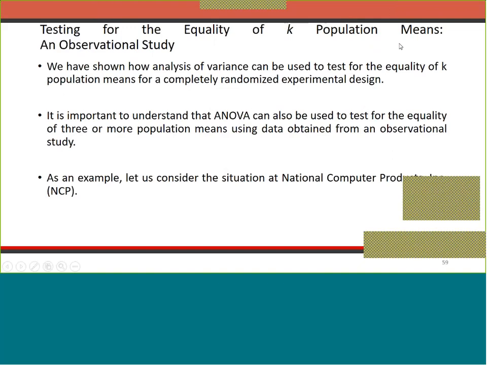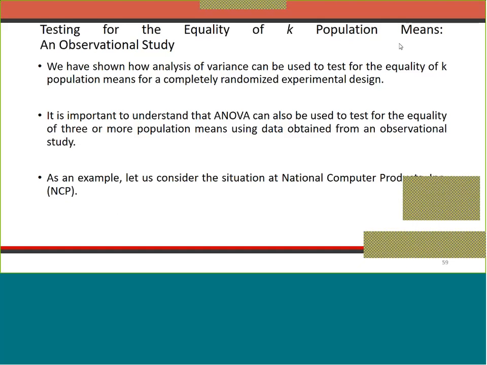We have shown how analysis of variance can be used to test for the equality of K population means for a completely randomized experimental design. Through an experimental statistical study, we used completely randomized design and tested for the equality of K population means. But I also told you that we can use ANOVA for observational studies, and I told you the main difference between both.